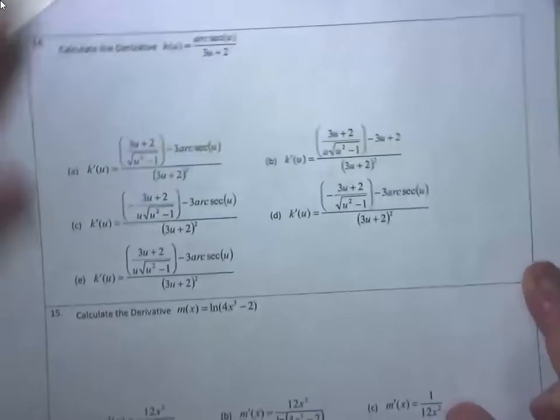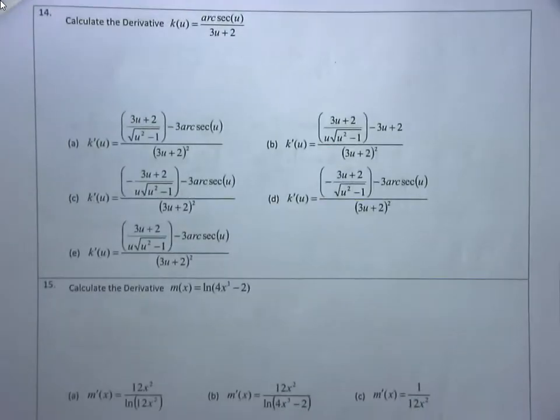Okay, there's another one, and here it comes, those arc functions that you guys know. Remember, there's 6 rules, and remember, every time I take a derivative of a cofunction, including the arc cotangent, arc cosecant, and the arc cosine, they're all going to be negative. So, k of u equals the arc secant of u over 3u plus 2.